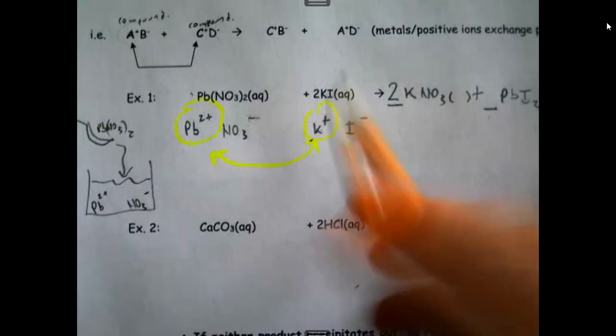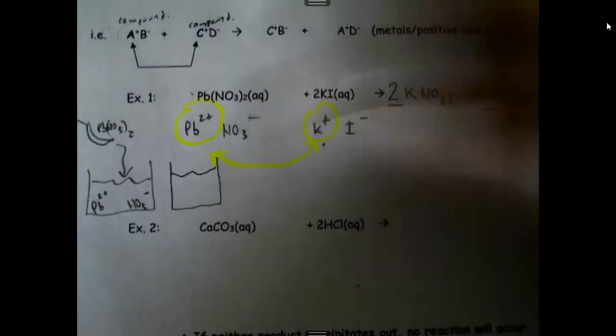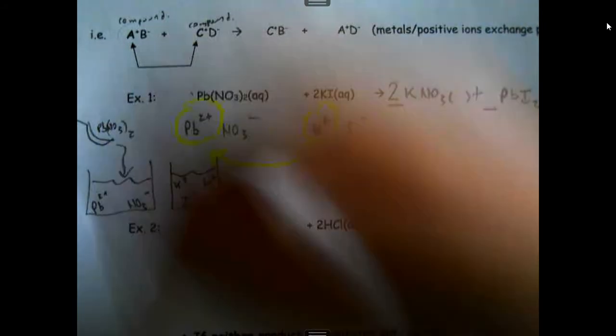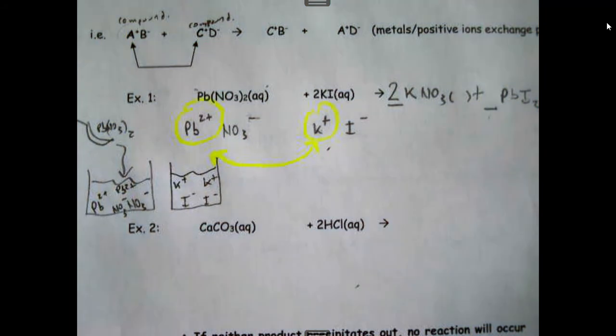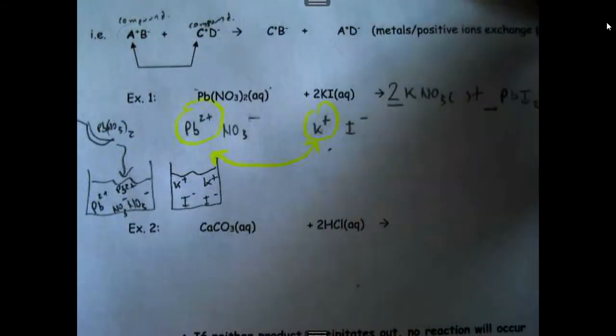And that is true for the KI as well. So if you put the KI in there as well, it would separate into the K plus, the I minus, and there'd be a whole whack of them, right? Whatever you put in there, they'd be separated into their ions. They don't stay together as a unit.